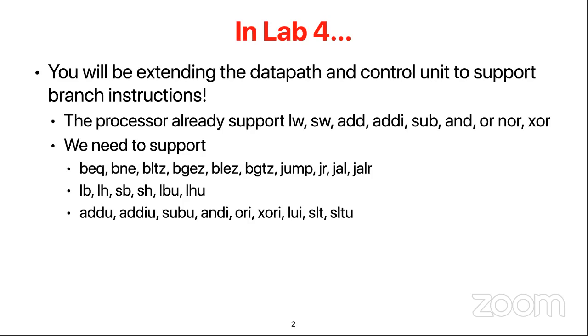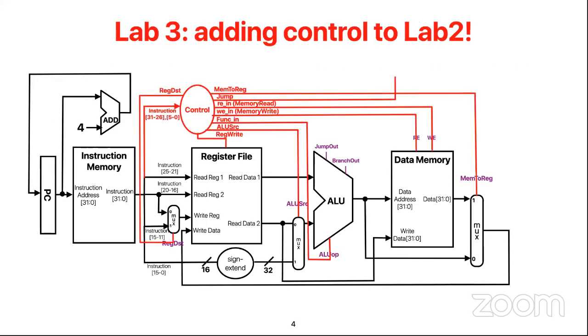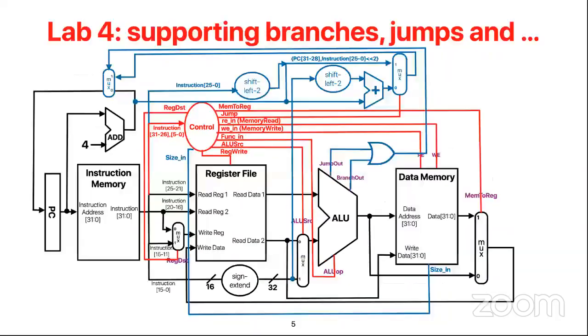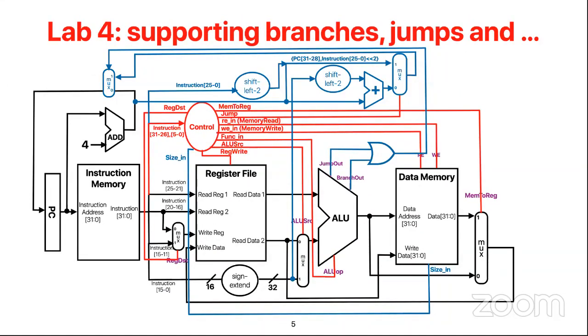So here's what we have in Lab 2. In Lab 2, you have the data paths, and in Lab 3, you are adding the control paths to Lab 2. However, for Lab 3, the control path doesn't support branch instructions. So now look at Lab 4. Lab 3 and Lab 4, the red part and the black part, are not different. The blue part is the addition that we need for Lab 4.